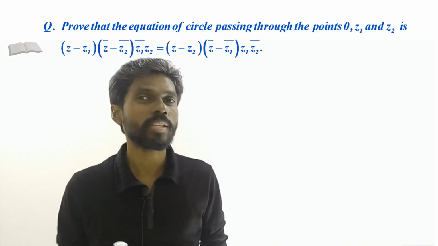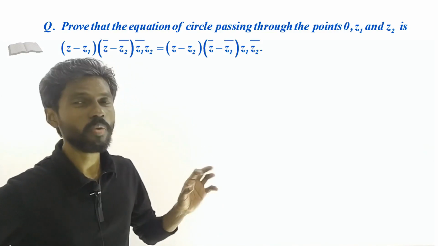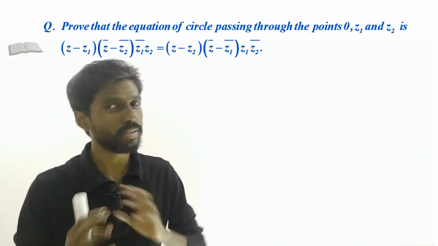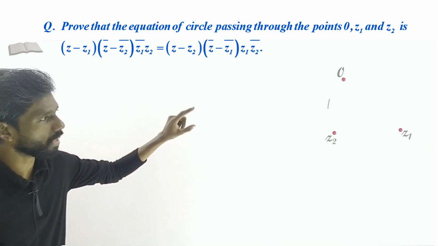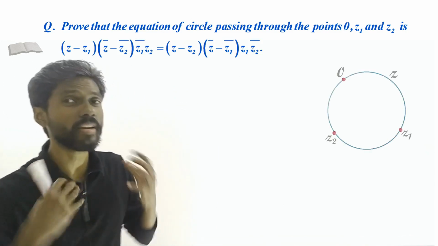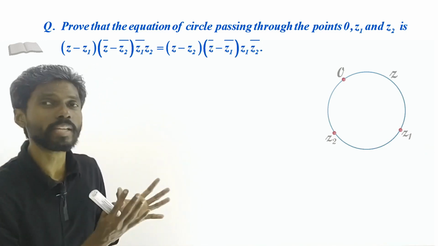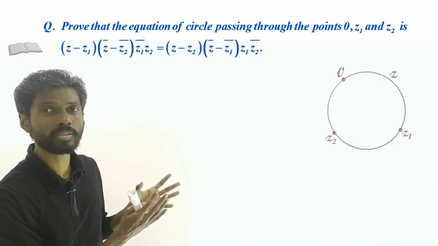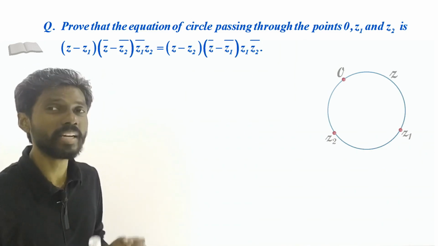Here we'll find the equation of the circle passing through the 3 points 0, Z1 and Z2, using some simple geometry. These are the 3 points lying on the circle: 0, Z1 and Z2. Take another point, a general point Z on the circle. The condition satisfied by all these 4 points is the equation of the circle.